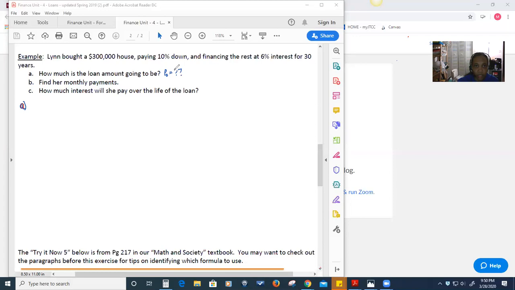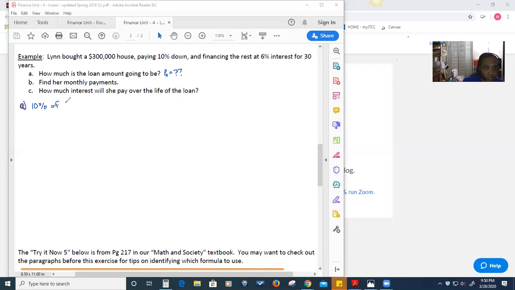Okay. Now, in this case, we're not going to punch all this in to figure out how much she's borrowing. Look at this. We already know the cost of the house. We already know how much the house costs, so we know how much she would need to borrow. We don't have to do a fancy calculation for that. But she's not going to borrow the whole $300,000. She's paying 10% down. So we need to figure out how much money she's paying down and take that away to figure out what her loan is going to be.